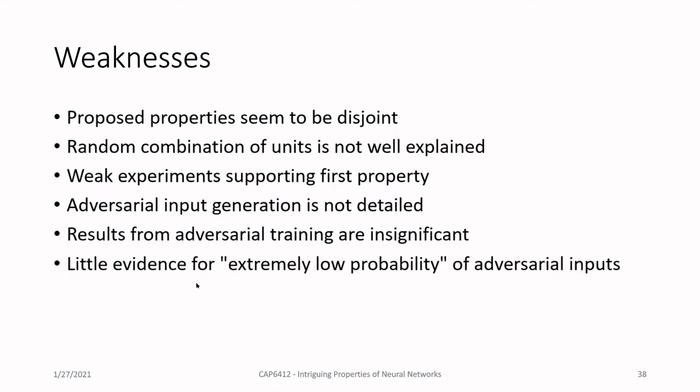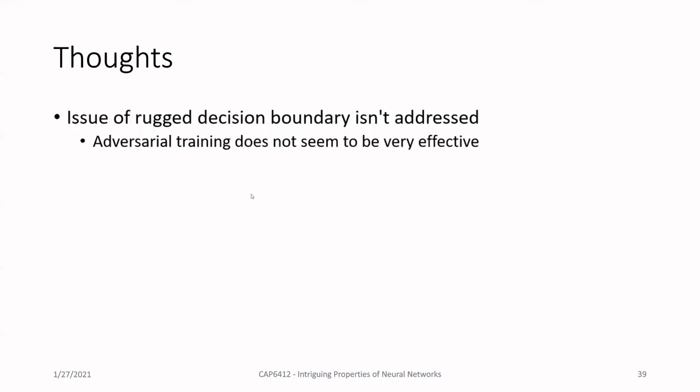And then there's little evidence for extremely low probability of adversarial inputs. So I've taken this line from the discussion section of their paper. They say that these adversarial inputs have this extremely low probability. I don't see any evidence for this low probability of the adversarial inputs. So some thoughts: the issue of this rugged decision boundary isn't quite addressed. They try to do it by using this adversarial training, but it doesn't seem to be very effective.